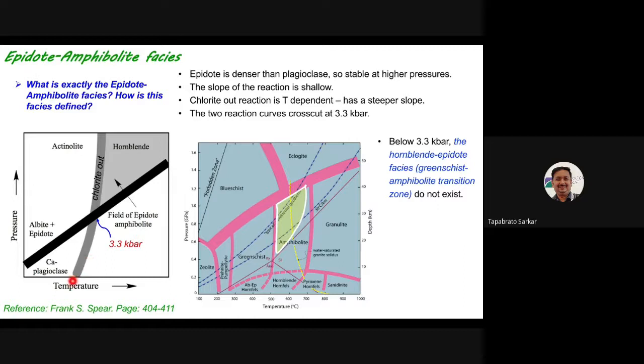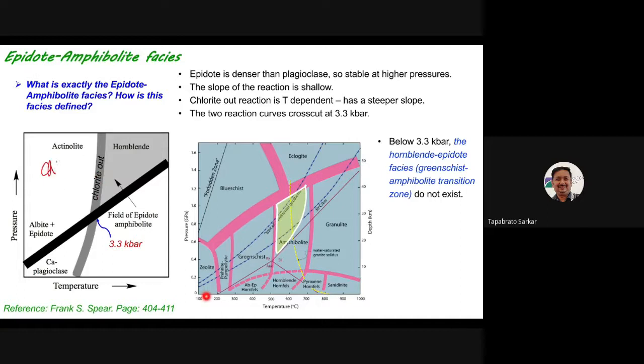This is the temperature and this is the pressure. The exact values are not given, so it is practically this shaded region, and you can find out at what temperature. This temperature-sensitive line is the chlorite-out reaction line. What do we mean by that?